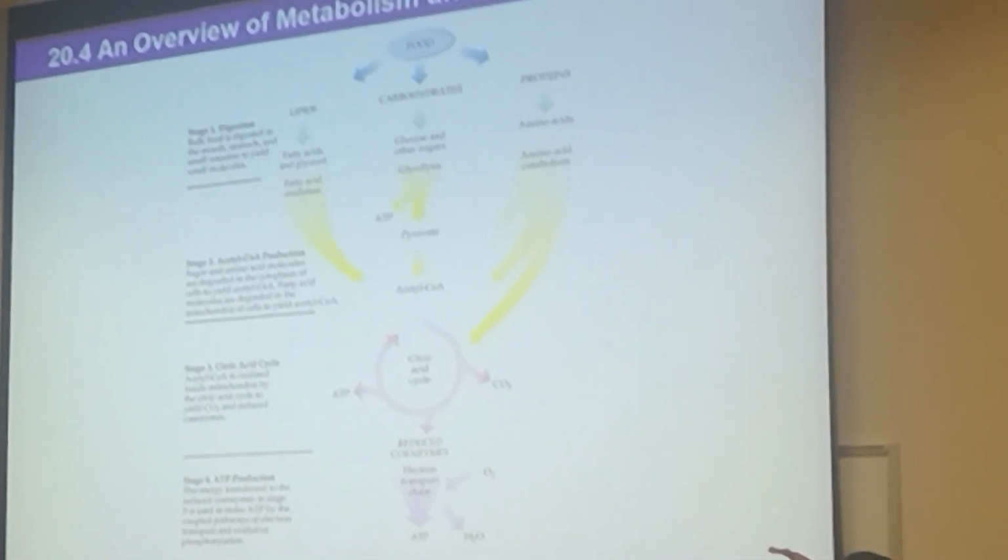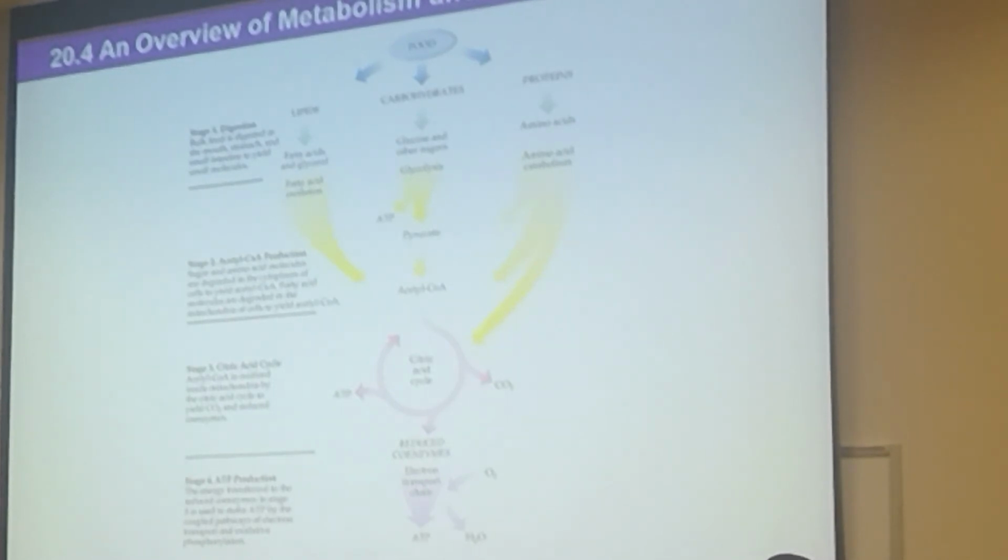So here is all the summary that we are going to discuss in this chapter. Next, in tomorrow's class, we are going to discuss the digestion and the acetyl-CoA production. That one will follow the carbohydrate metabolism, because we don't have enough time to look at the lipid metabolism and the protein metabolism, but we will learn the carbohydrate metabolism first.